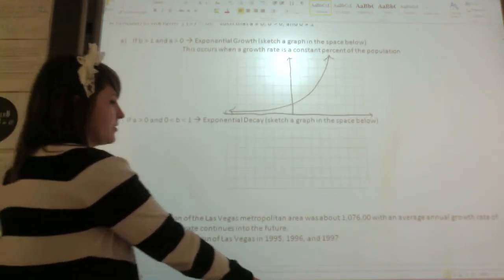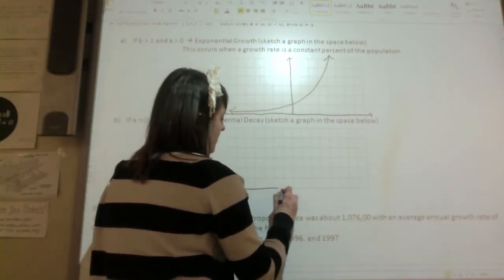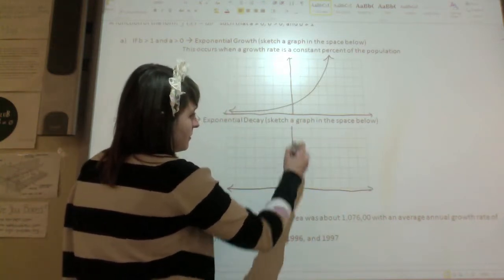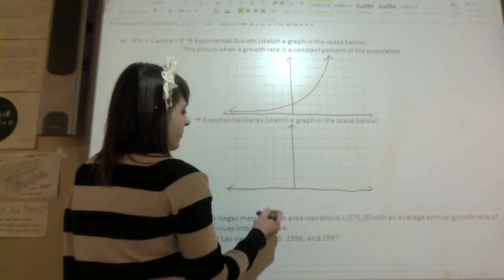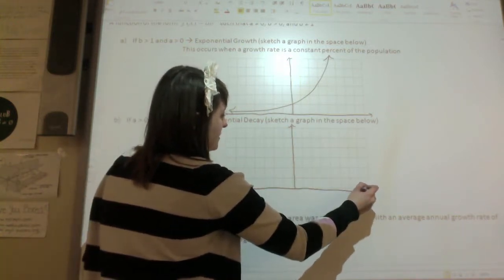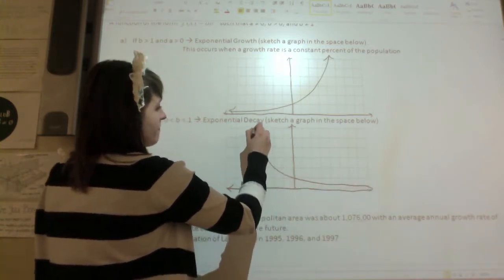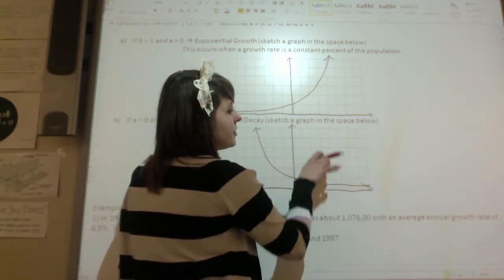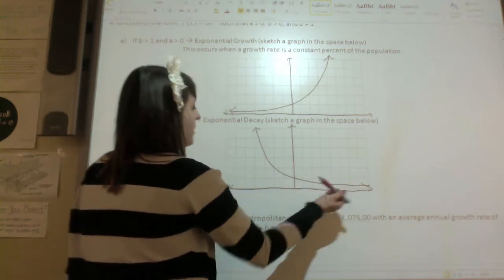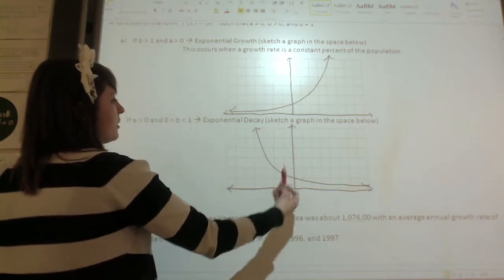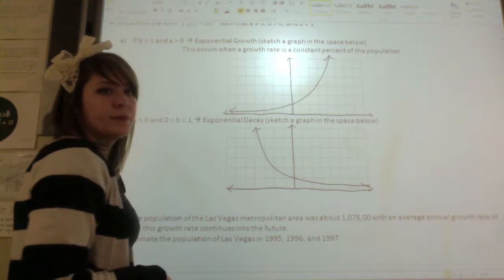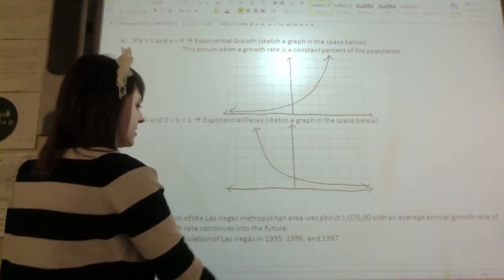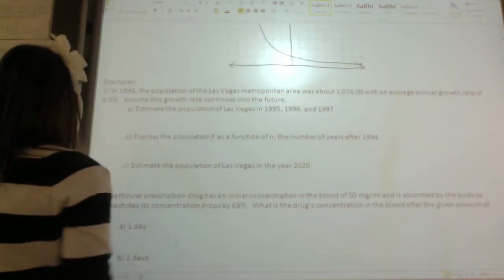Okay, if you have an exponential decay, a decay is pretty much the same thing, it's just facing the other way. So if this is my x-axis, this is my y-axis, my decay is going to look something like this. So as my x values are getting larger, my y values are approaching 0, and as my x values are getting smaller, my y values are getting larger. So same type of thing, they're basically mirror images of each other. So let's do some examples.